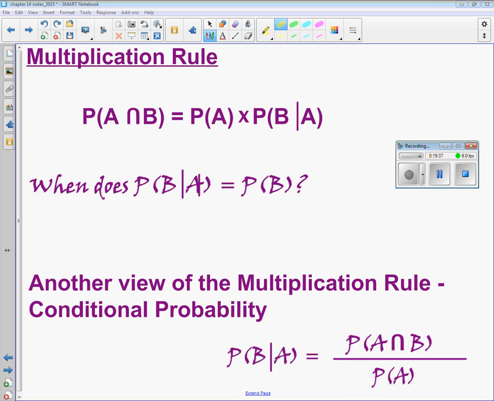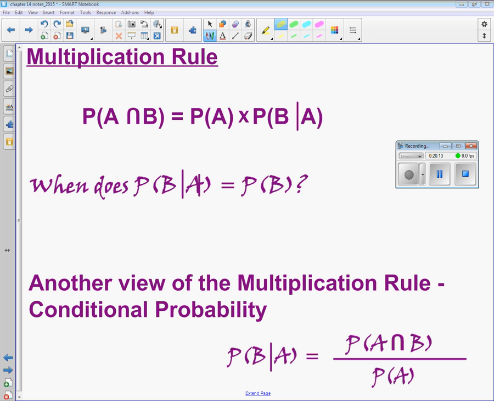Tell me what you notice. Compare it to the one that's on the board. A line. By the way, that line implies the way that's read is B given A. The given that is that line. So we saw it in words before. This is what it is in formula form, okay?